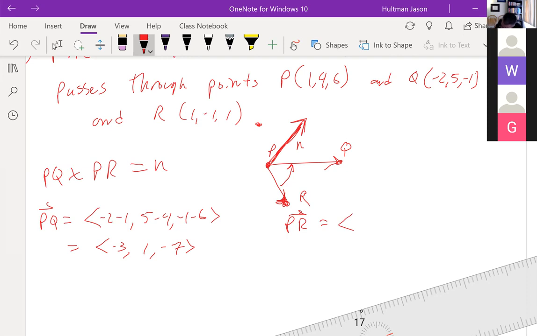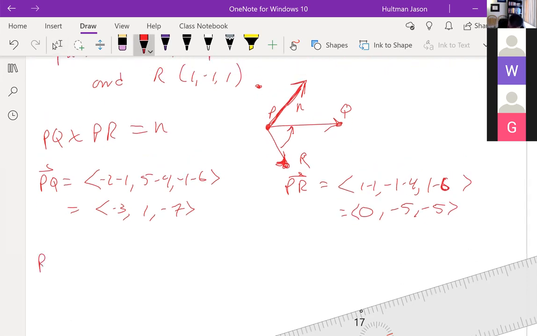PR. That's going to be 1 minus 1. That's going to be -1 minus 4. And that's going to be 1 minus -1. Okay. All right. No, 1 minus -6, or 1 minus 6. Sorry. Okay, 1 minus 6. So what is this going to be? This is going to be 0, -5, -5. Okay.